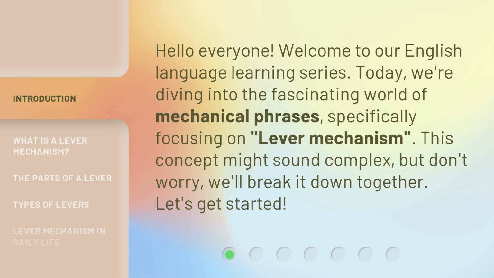Today, we're diving into the fascinating world of mechanical phrases, specifically focusing on lever mechanism. This concept might sound complex, but don't worry, we'll break it down together. Let's get started.